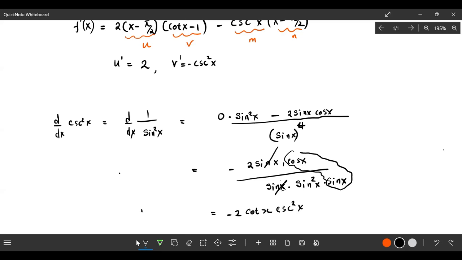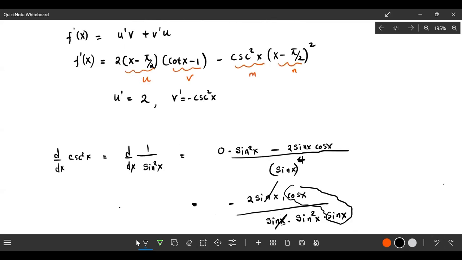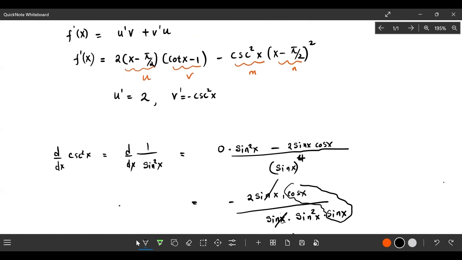So you can tell that the derivative of cosec squared x is equal to negative 2 cot x cosec squared x. This means that if you integrate this guy, you're getting cosec squared x. It's just the opposite, isn't it? So that is the derivative of cosec squared x. So this guy, m prime, will equal negative 2 cot x cosec squared x. So this is very important. This course actually requires you to have the skill of differentiation, of course, because we're given complicated functions that you need to differentiate.